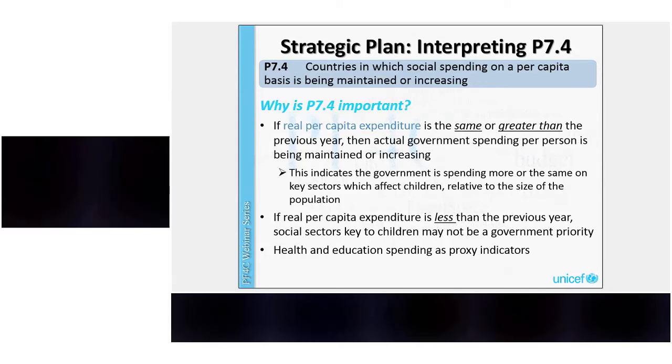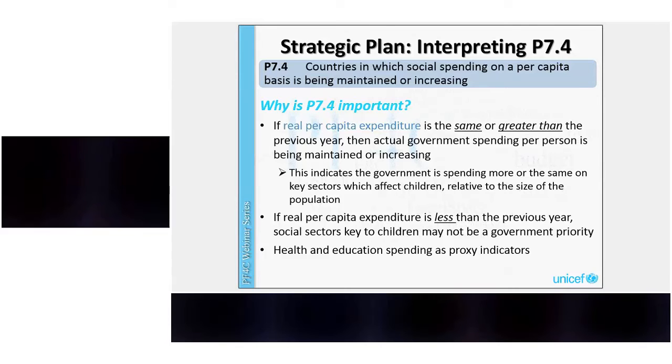Right, so that was 7C1. Now what we were tracking was what the government has promised to do. So that's the allocation. 7.4, which again is going to be predominantly collected in headquarters, is what the government really spent. And often the governments are like us. They promise to do things and then they don't do them. And there can be reasons because there's a recession or civil instability, or it can be that they just don't deliver on their promises. So, why is P74 important?